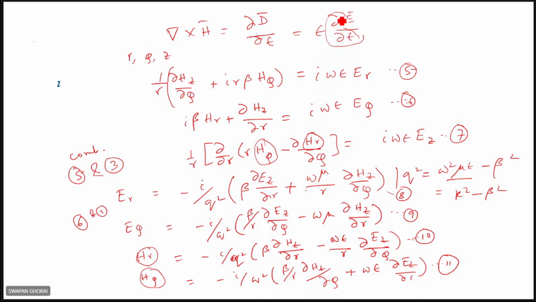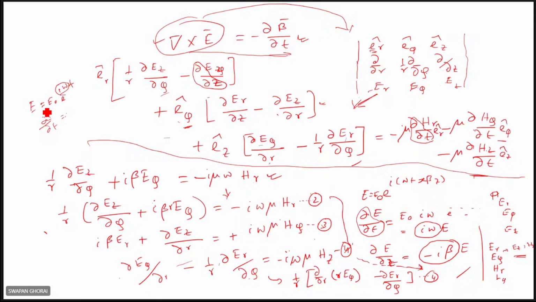And del by del t, we have seen, can be replaced by i omega. So i omega epsilon times Er will be there. That we have discussed last time. So say E equals e to the power i omega t. If we differentiate it, the same thing will be there, e to the power i omega t, and an i omega component will be there. So that is i omega times E.